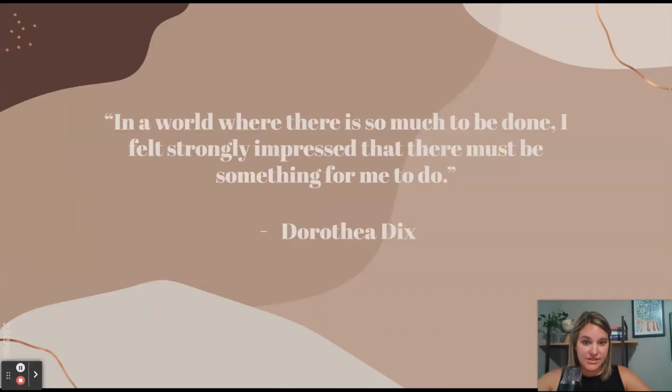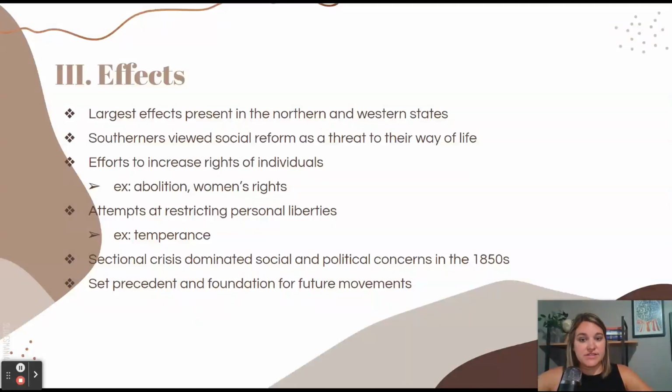And a quote by Dorothea Dix, she says, "In a world where there is so much to be done, I felt strongly impressed that there must be something for me to do." And so, kind of encompassing this idea that people felt a need, a desire to improve their situation and the situation of other people. So, effects.